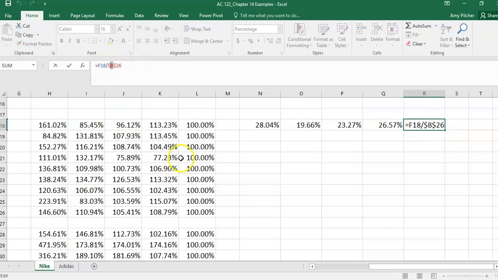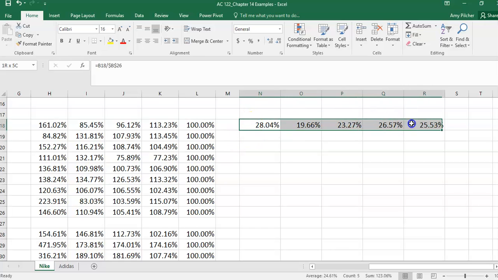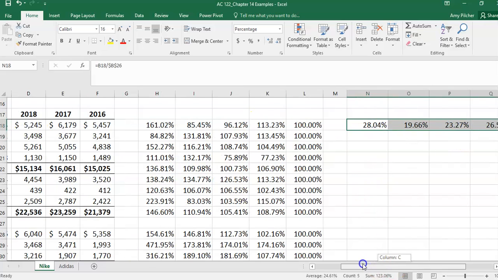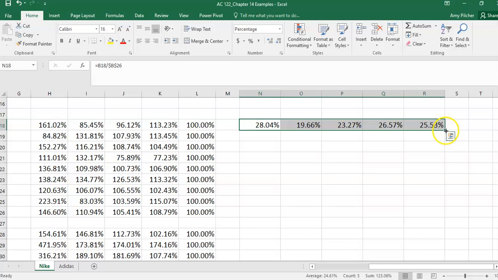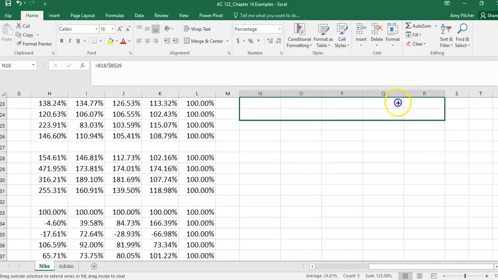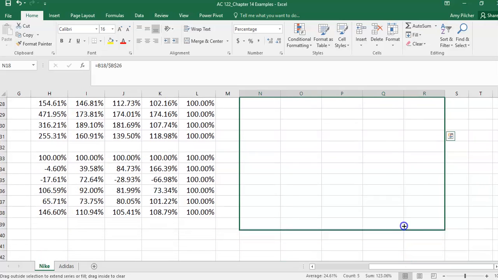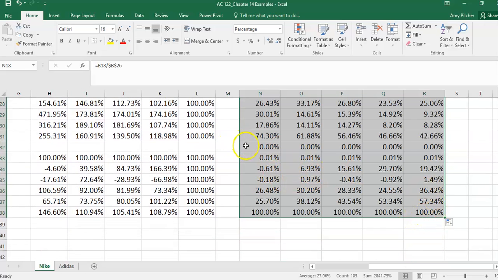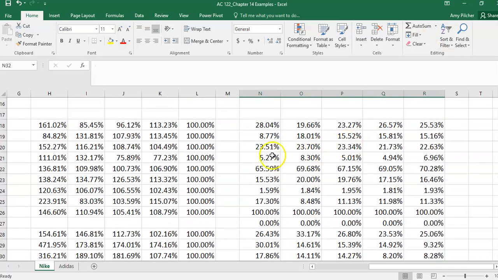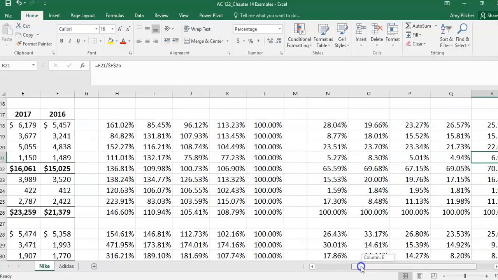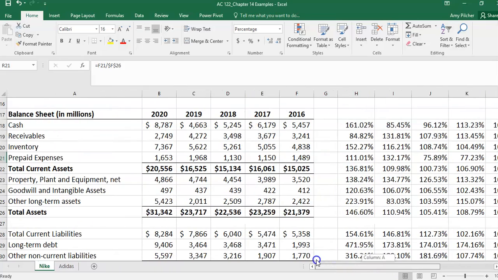So I'm making sure that we're getting the total assets in their year. So cash divided by total assets, and we carry that all the way down to the end of the balance sheet. Remove the blank lines. And now we can see the amount of items that we carry in relation to the total assets.